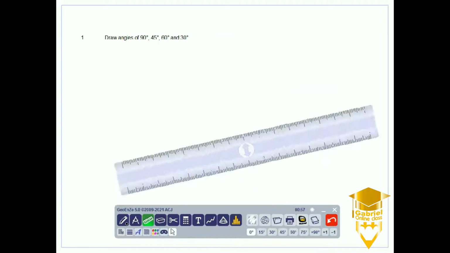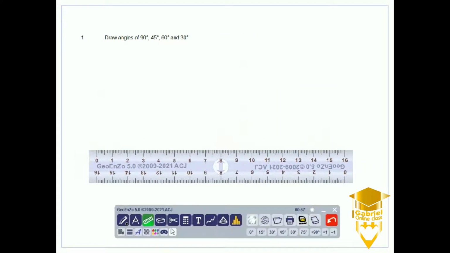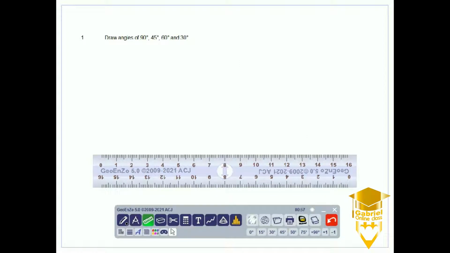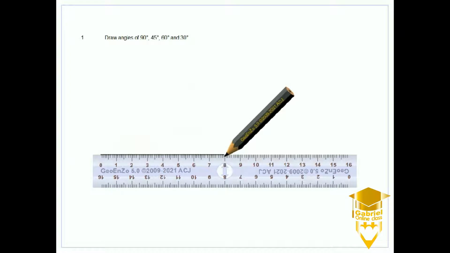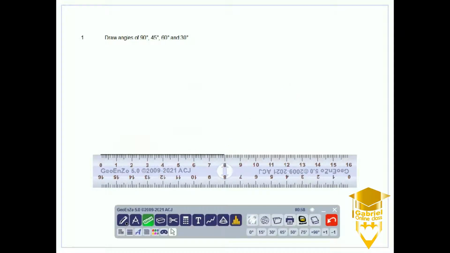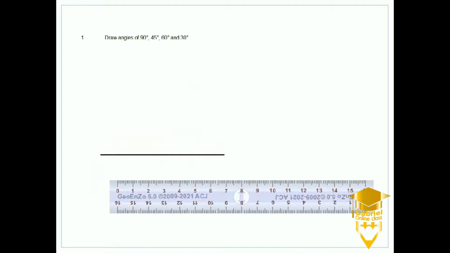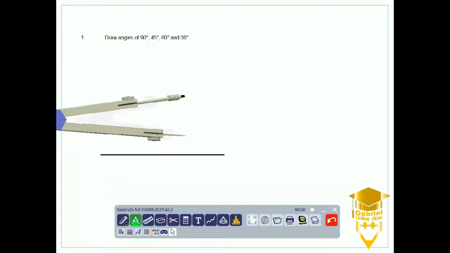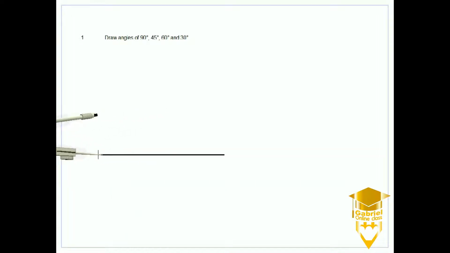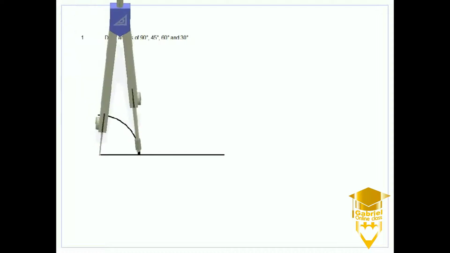So now, what if we're told to construct 45 degrees? In order to construct 45 degrees, the first thing we do is draw a line of any length, but let's make it 8 centimeters. Now we'll take our compass. We try to get the middle, the center of the line. So the center of the line should be around 4 centimeters.